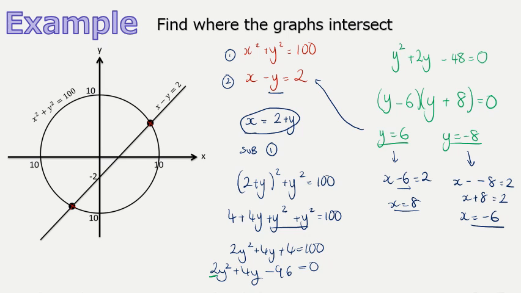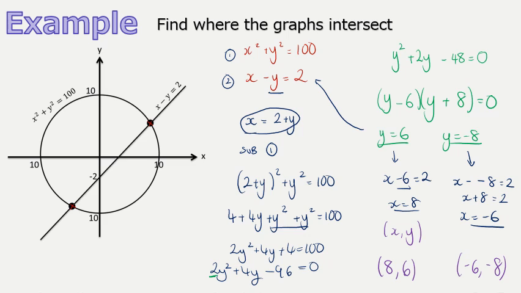And so for this one here, it's quite nice, therefore I can put my solutions as coordinates. Coordinates are x, y, therefore the x for this one was 8 and the y was 6. And for the one here, I had minus 6 for x and minus 8 for y. And that sort of makes sense.